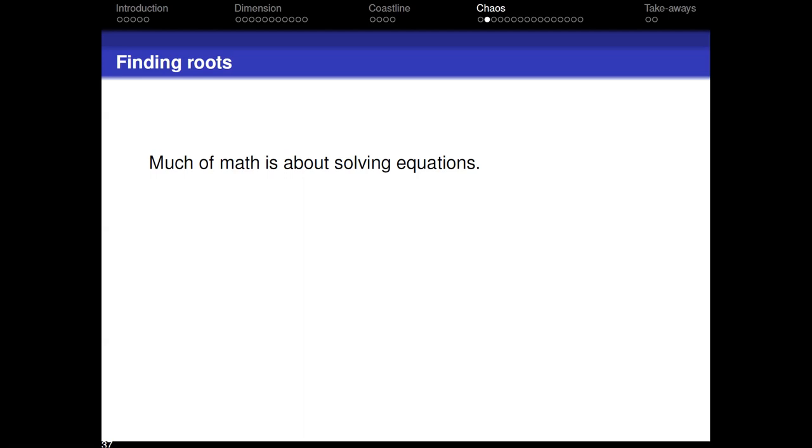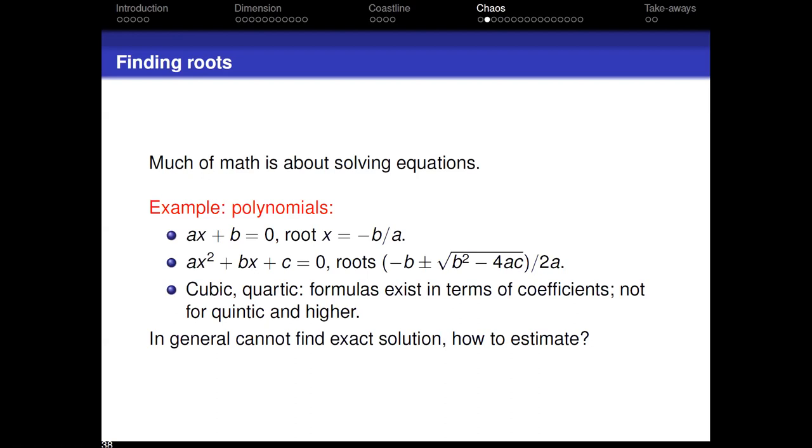So much of math is about solving equations. Hopefully you've all seen how to solve linear equations, AX plus B equals 0, not a big deal: subtract B, divide by A, and you get X is negative B over A. You've learned the sing-song for the quadratic formula: negative B plus or minus the root of B squared minus 4AC, all over 2A. And then it turns out for cubic and quartic, degree 3 and degree 4, there are explicit closed form solutions in terms of the coefficients. For degree 5 and higher, they no longer exist.